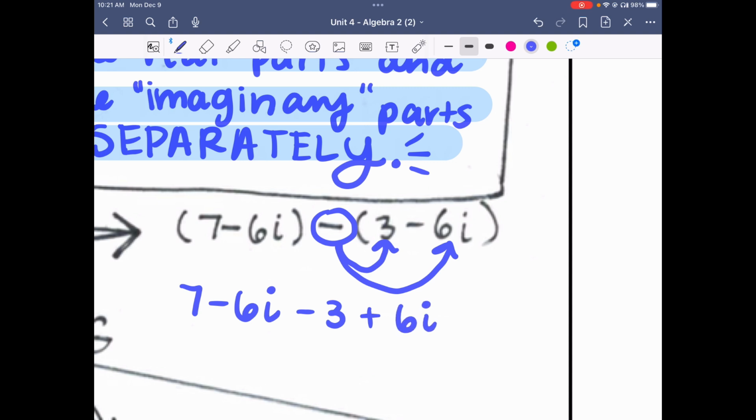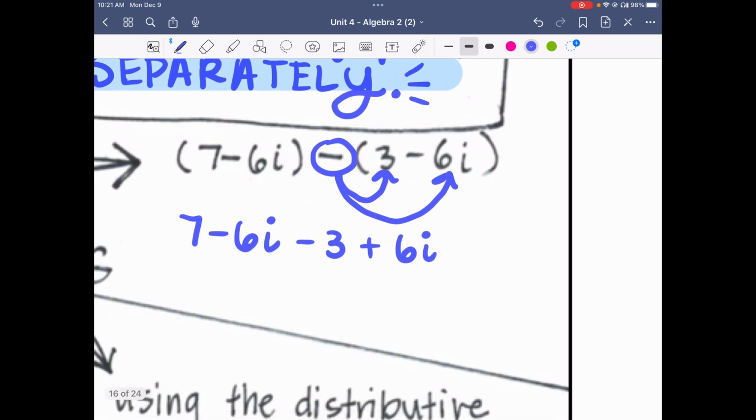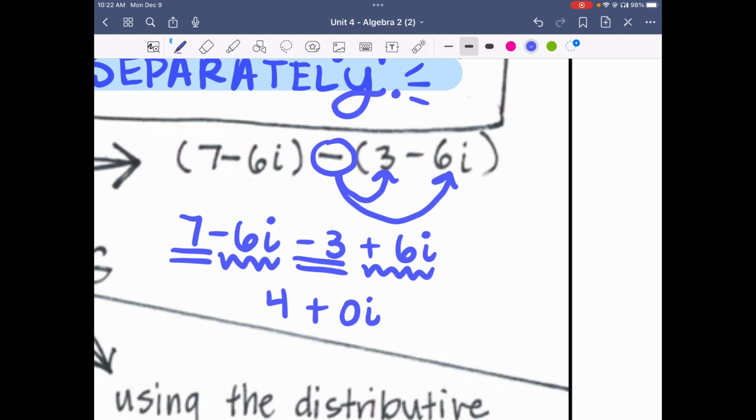So we do have things that kind of cancel out here. We see the 6i is going to cancel with negative 6i, but I can combine 7 and negative 3 to get 4. Negative 6i and 6i make 0i, but anything times 0, even if it's an i, equals just 0, so I don't really need to write that. My final answer is simply 4.